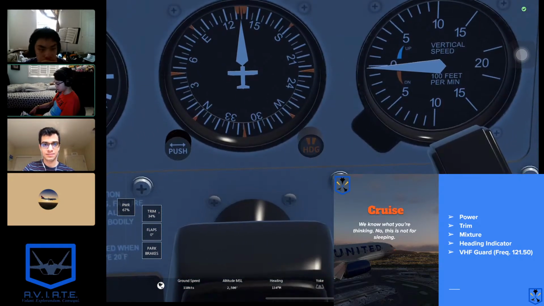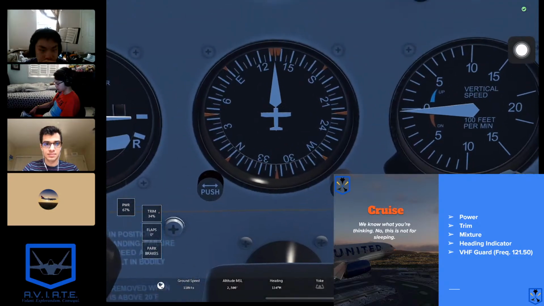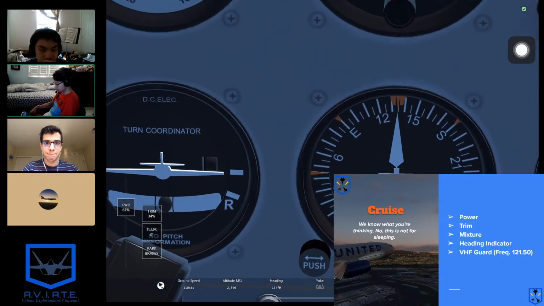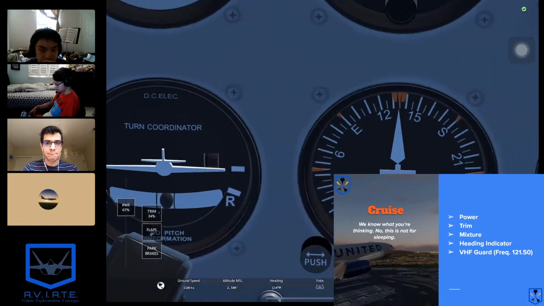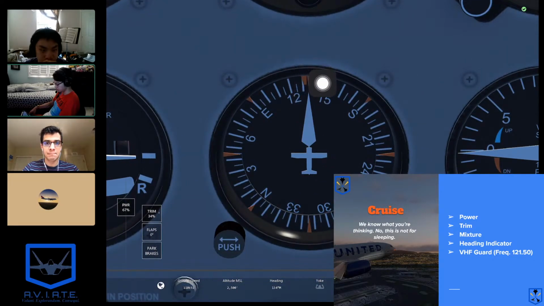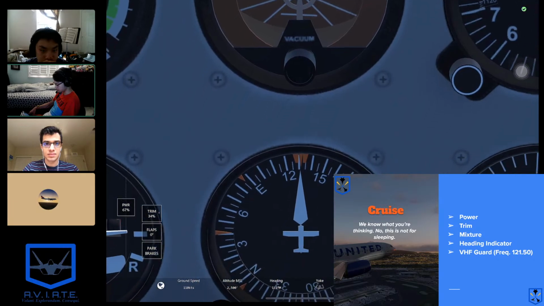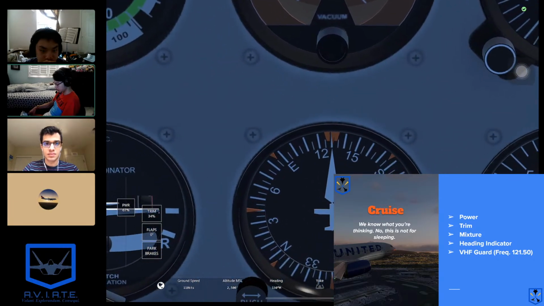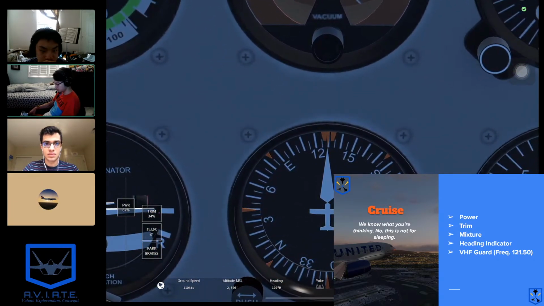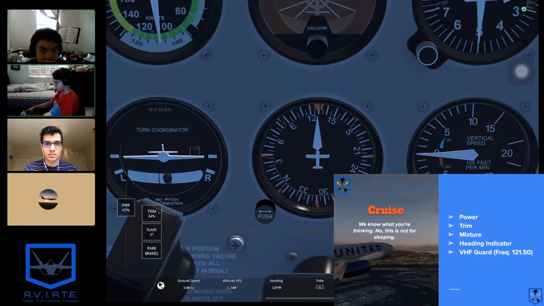And just another recap, this yellow heading bug, it's called a heading bug. That is what you see in the middle here, the little bug right there. Notice if I change the heading, that thing is going to move, and that's where my airplane is going to fly. I'm currently using autopilot, but I'm going to set it to a heading of 130. The heading bug goes to 130 on the compass card on the heading indicator, then the plane will fly there.